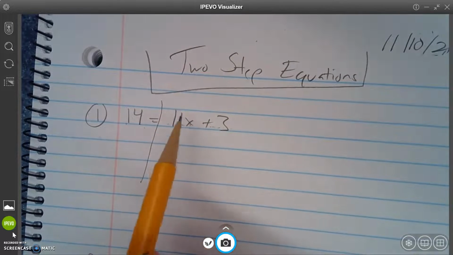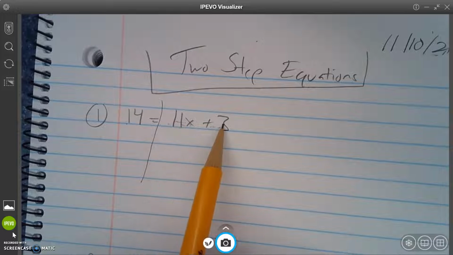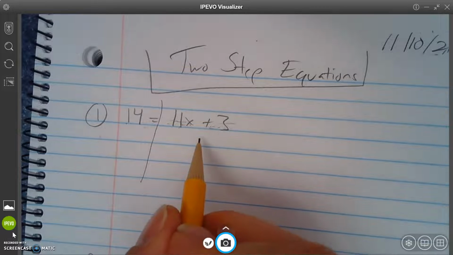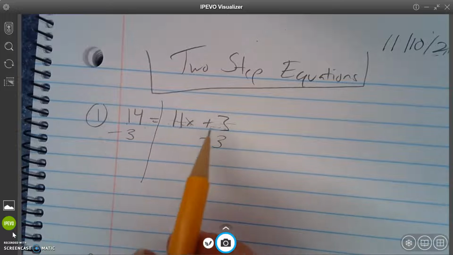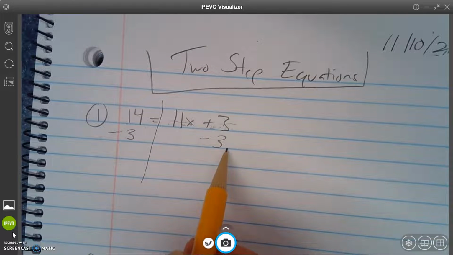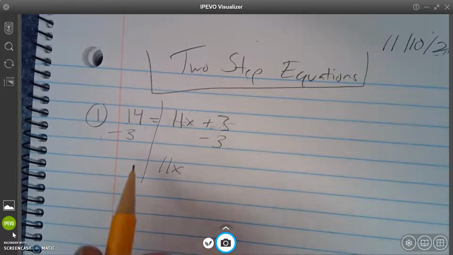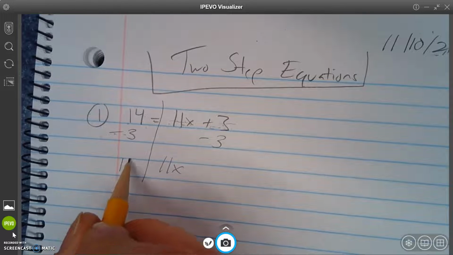So, I always start on where the stuff is on the x. So the x is on this side, so I start getting rid of stuff on this side because it has an x. So what's the opposite of positive 3? Yeah, negative 3 or subtract 3. 3 minus 3 is 0. 11x plus 0 is 11x. 14 minus 3 is? Yeah, 11.